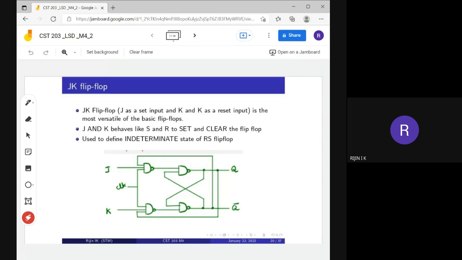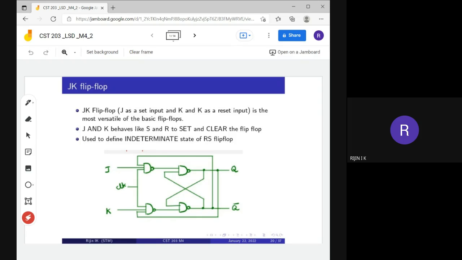Okay, J and K, these are the inputs in the JK flip flop. While studying this JK flip flop, we have seen that when J and K both are equal to 1, then it may result into an issue.